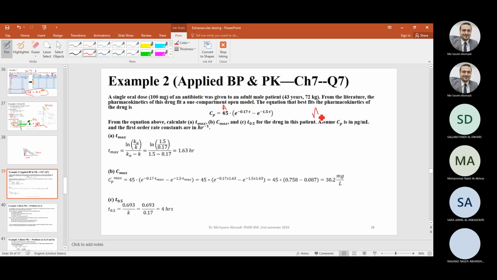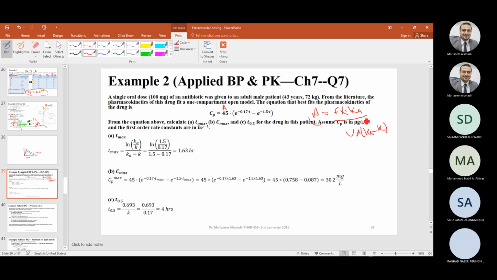So this is the only thing that will be modified, which is equal to what? Capital A. Capital A is equal to F multiplied by the dose divided by Vd, multiplied by Ka divided by Ka minus K. So if I change the dose, the only thing that will be modified is capital A, because F will not be modified, and Ka, Vd, and K will not be modified either, right?